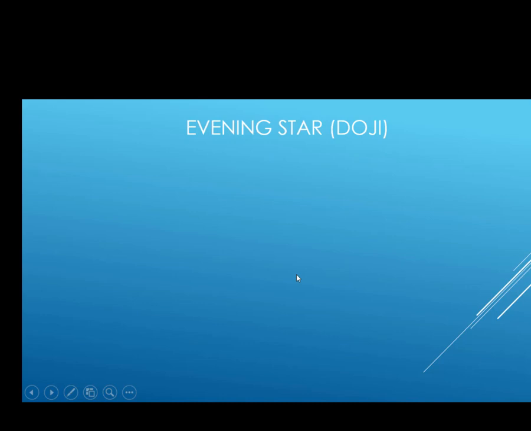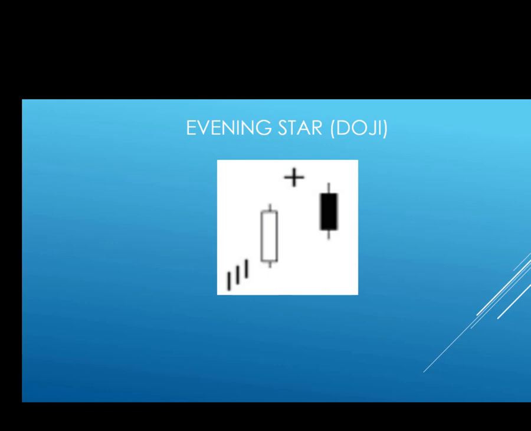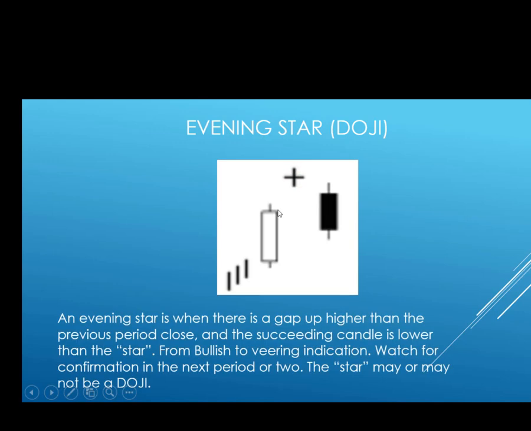Here's a fun description. This is very popular, by the way. It's called the evening star. This could be sort of like an abandoned baby, but it's where we have that small candlestick or doji above a bullish pattern, and then the potential for a decline the next day. So it looks sort of like an evening star. Once again, this is a potential for a trend change.